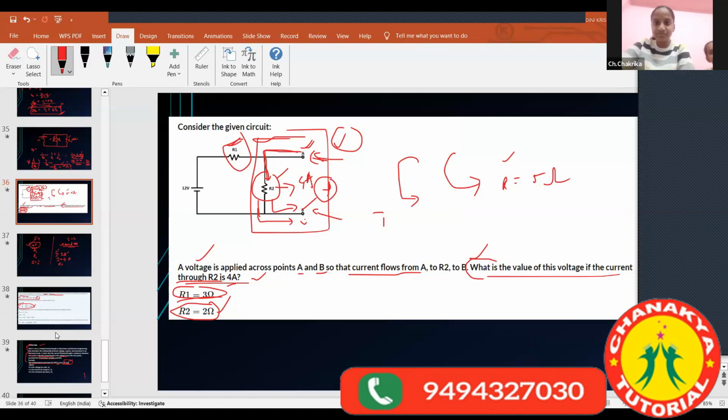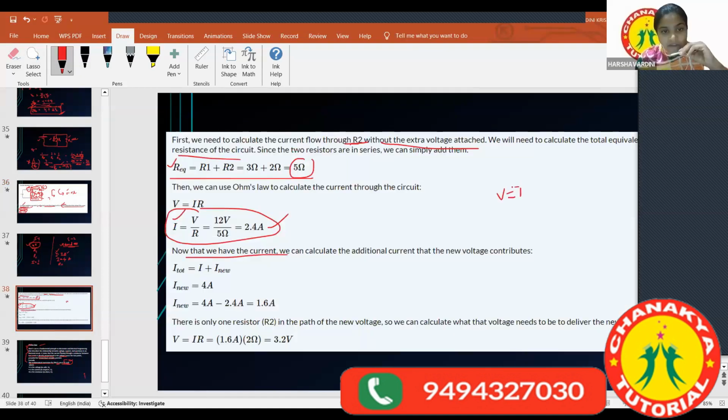So now, going back to the question. Now we have the current, so we need to find V is equal to IR. I am talking about scenario 2. In scenario 2, our aim is to find the V. We already know what the I is, and we already know R coming here.